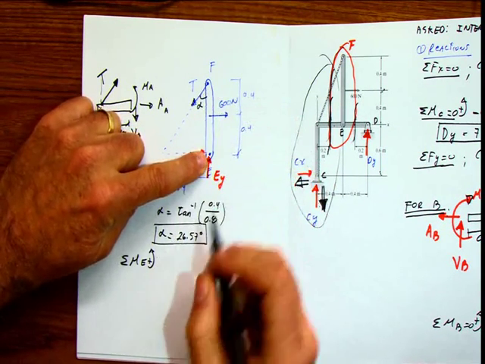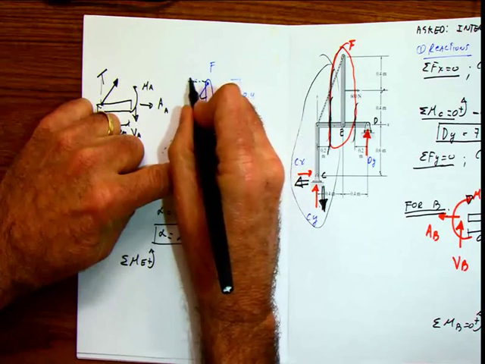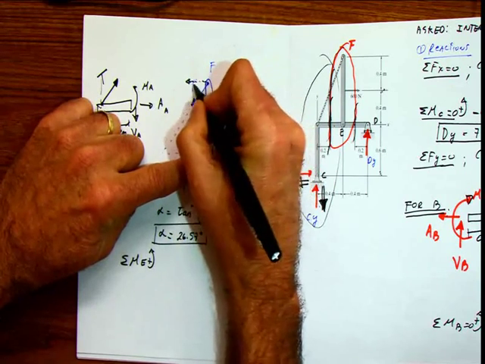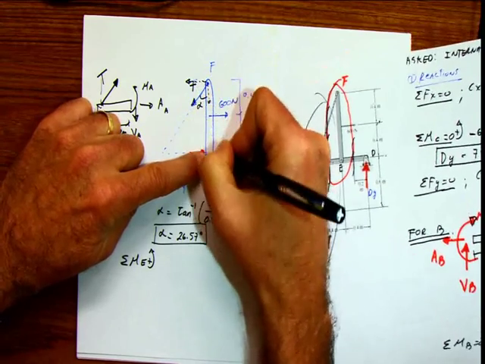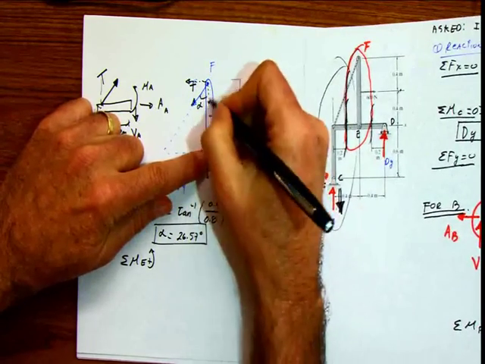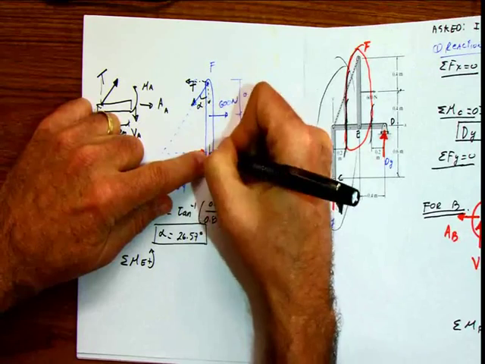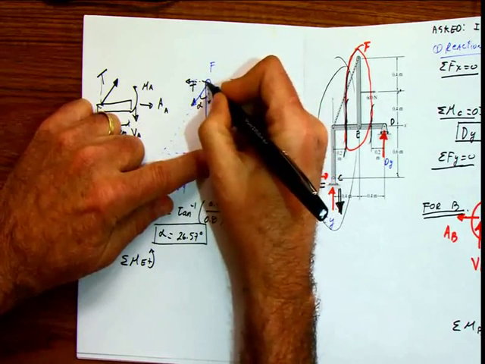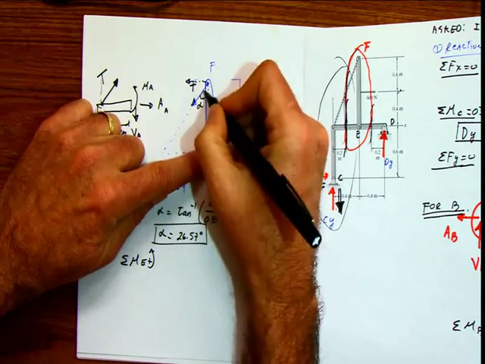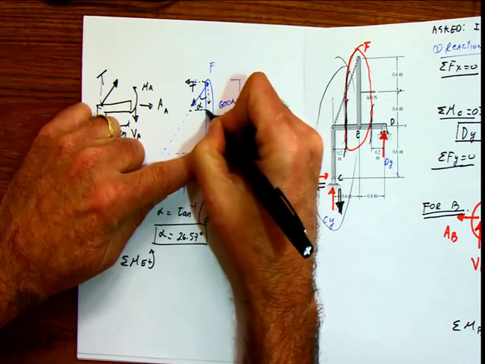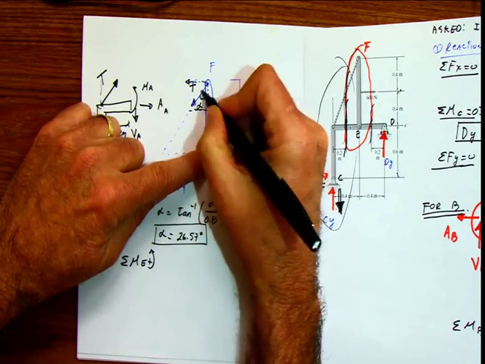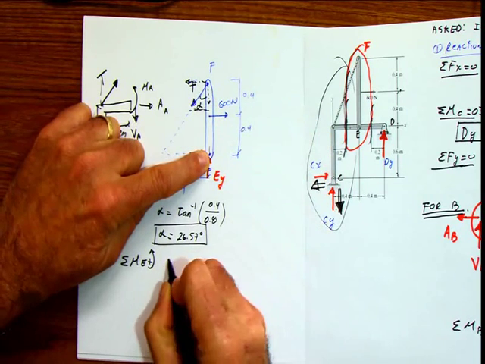Summation of moments at E equals 0. The only component that is producing moment for that T is the horizontal, because the vertical is passing through the point. Remember, transmissibility principle: it is passing through the point I'm calculating the moment. So this component is going to be T sine of the angle, because that component is the same component as if it was here. So it's going to be T sine of alpha.